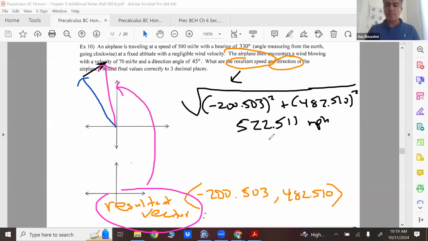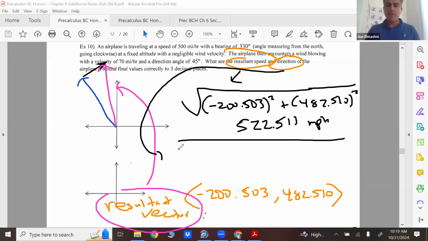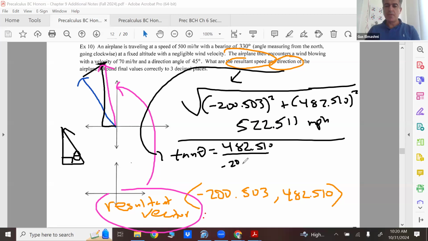And then for my direction, tan theta will be the horizontal over the vertical. Because what you're doing is you're finding this direction here. It's like a right triangle, right? You're trying to find theta. So 482.510 over negative 200. So theta will be the inverse tan of it, which I'll just tell you right now what it is.